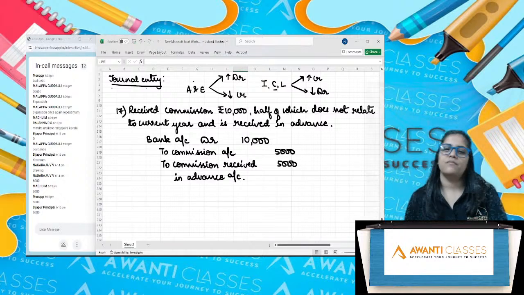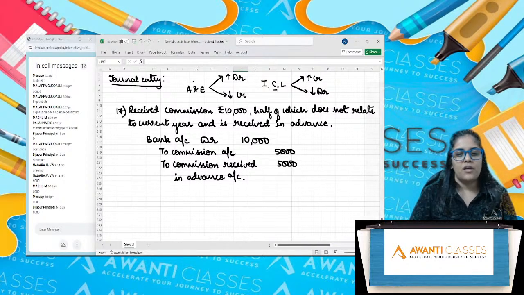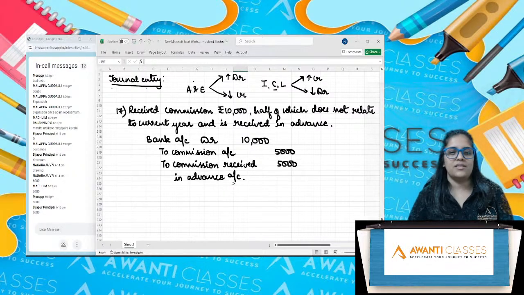Am I clear till here? The one which relates to current year will go to current year income and the balance will go to commission liability, which will be shown in the balance sheet. Okay.